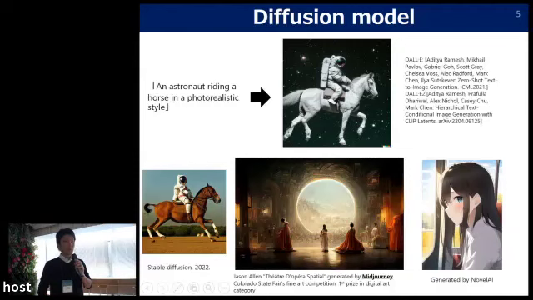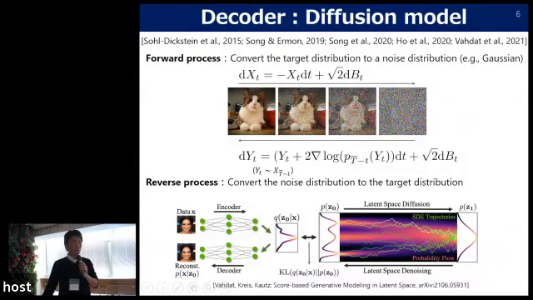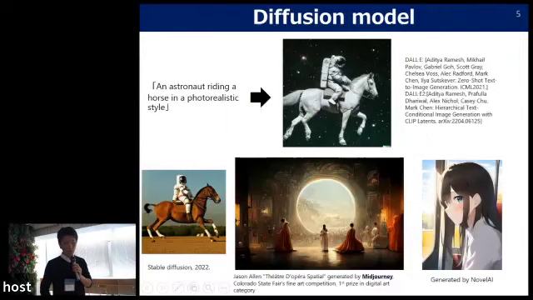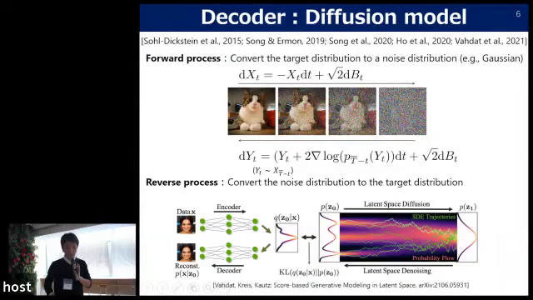The diffusion model consists of two parts: the forward process and the reverse process. Usually the diffusion process is used to generate data from a conditional distribution. Like in DALL-E 2, we input the text and it generates an image conditioned on this text. That is our usual usage. But in this research, just for simple analysis, we consider generating from just one distribution, not a conditional distribution. We try to generate data from one target distribution.